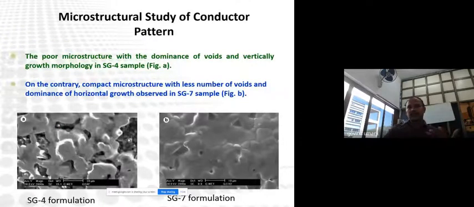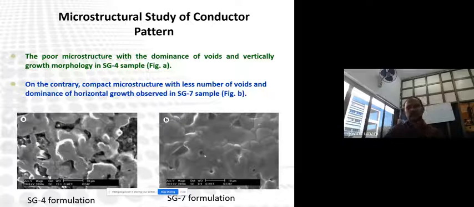Once the low magnification images were taken, we have to see the microstructure of that. Microstructure in the case of SG4 and SG7 is poor, with the dominance of voids. Look at this. Obviously, there is less solid content, with less organic content. We get voids, and some vertical growth is also observed.